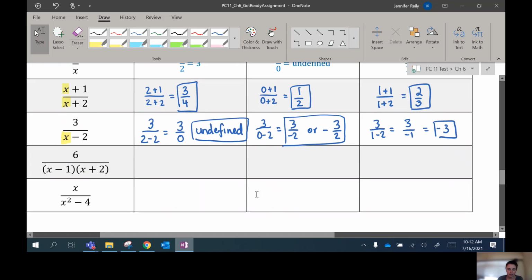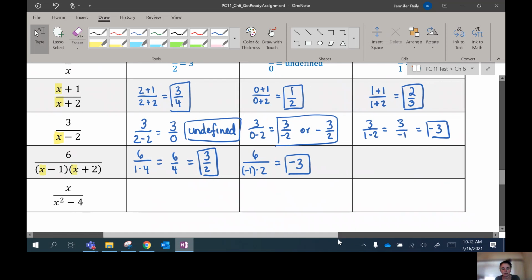Okay, let's go to the next ones. We're plugging in 2 here to these 2 spots. And in the denominator, I'm multiplying this time. So 2 minus 1 is 1. 2 plus 2 is 4. So this would be 6 divided by 4, which can be reduced to 3 over 2. Next one, plugging in 0. So 0 minus 1, which is -1, and 0 plus 2, which is 2. 6 divided by -2 is -3.